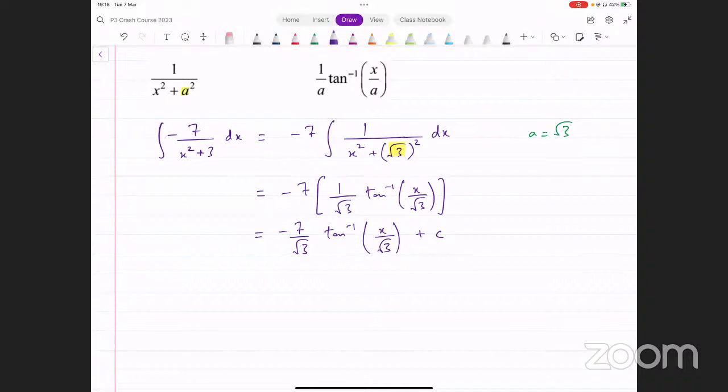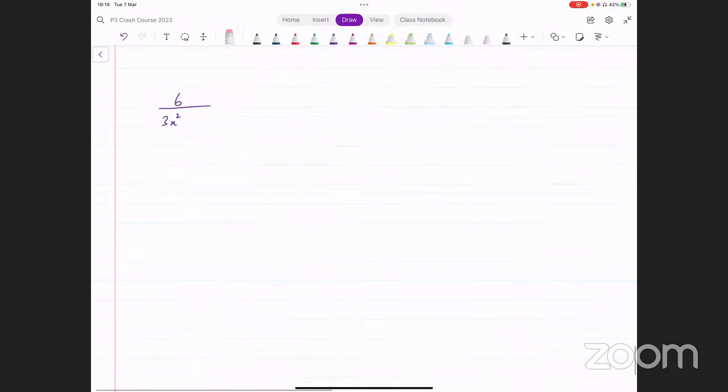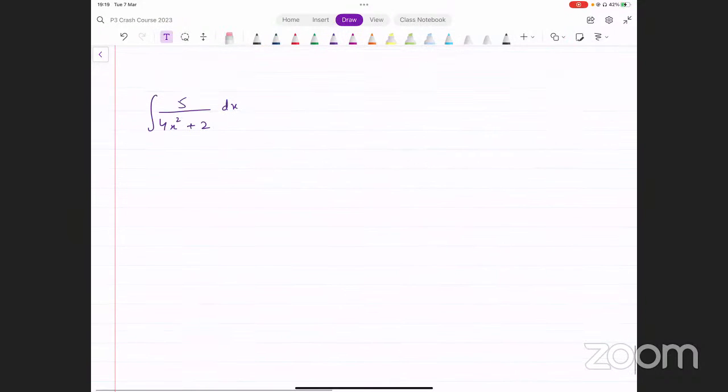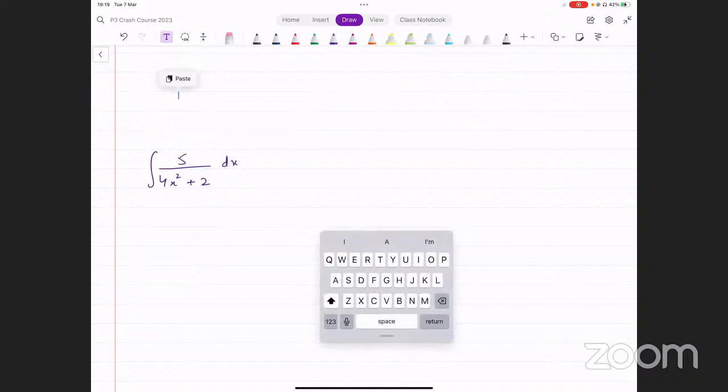All right, let's take another example. Let's say we have something like this. In the numerator, let's say I have 5: 5 over 4x squared plus 2. I want to integrate this thing. Now, again, let me just copy that form here. So we have that in front, and see how we can use that now.